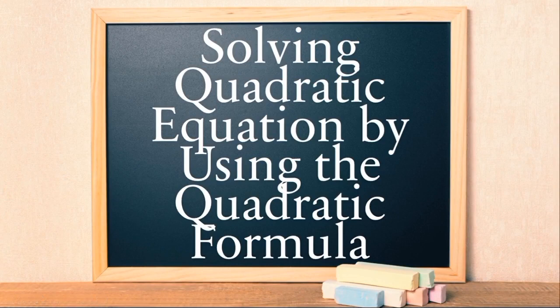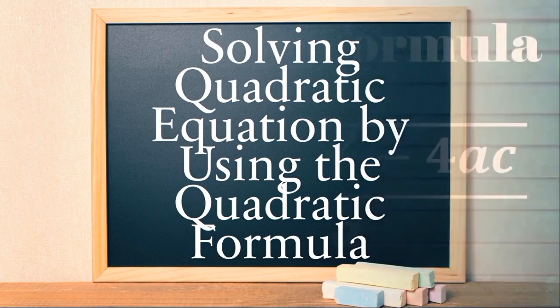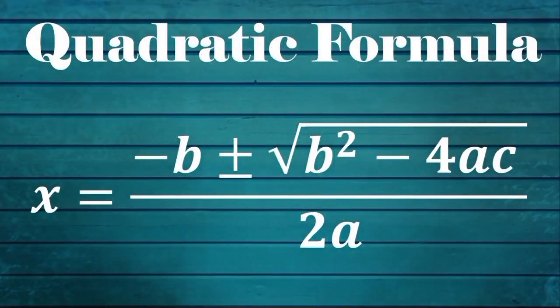Okay, we are now on the fourth method of solving quadratic equations, and this time with the use of the quadratic formula. Let's continue. So this is the quadratic formula. It is x is equal to negative b plus or minus the square root of b squared minus 4ac, all over 2a. They said that among all four methods of solving quadratic equations, the quadratic formula is the most commonly used method.